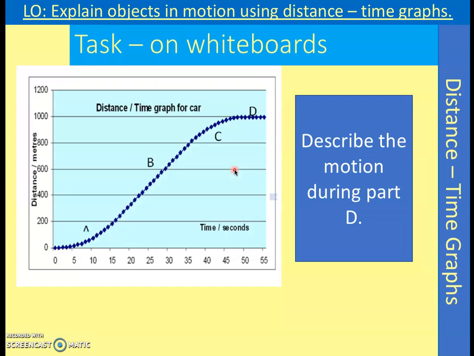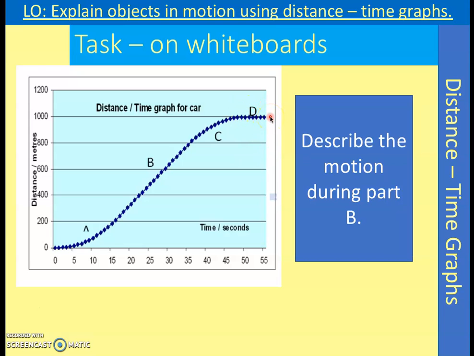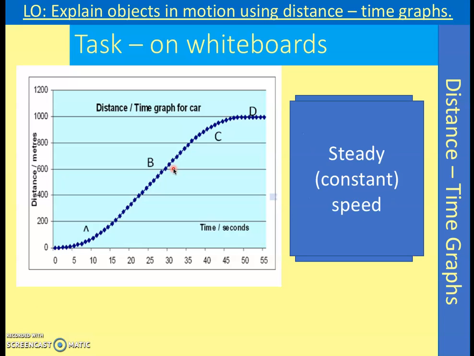How about this one? What's going on in part D here? 5, 4, 3, 2, 1. Yep, well done. He's not moving, he's stationary. But what about part B? What's going on in part B? 5, 4, 3, 2, 1. Well done, guys. He's steady. He's going at a constant speed.